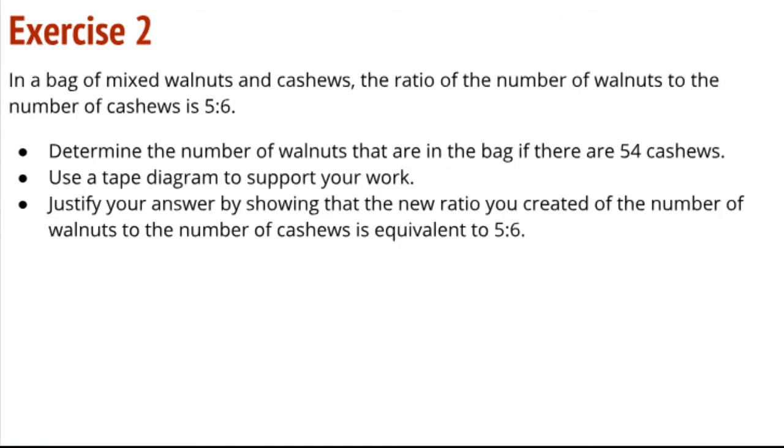All right, next exercise here, exercise 2. In a bag of mixed walnuts and cashews, the ratio of the number of walnuts to the number of cashews is 5 to 6. I hear a ratio statement here, and then I see an actual ratio. I've got my ratio language. Okay, it says determine the number of walnuts that are in the bag if there are 54 cashews. I'm going to set this one up with a tape diagram. Oh, there it says use a tape diagram.